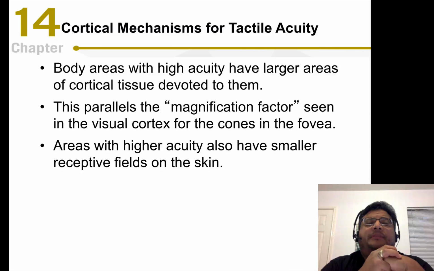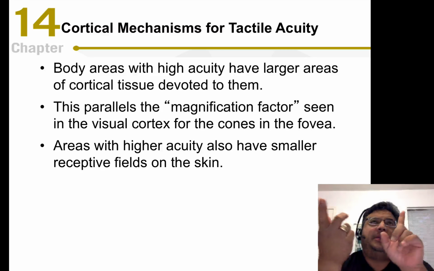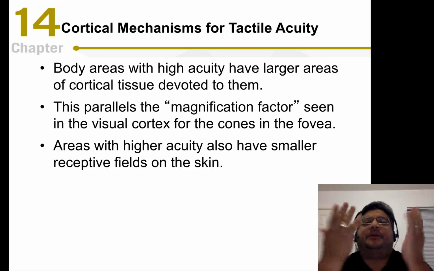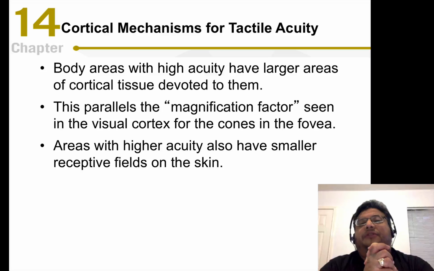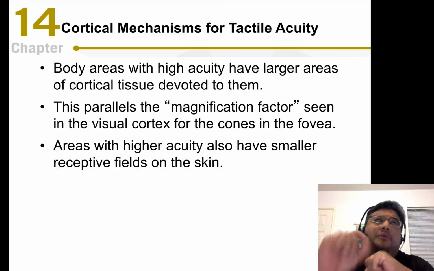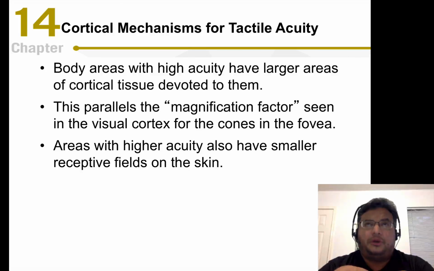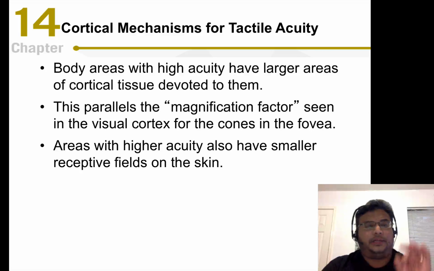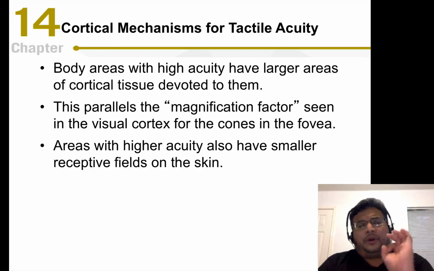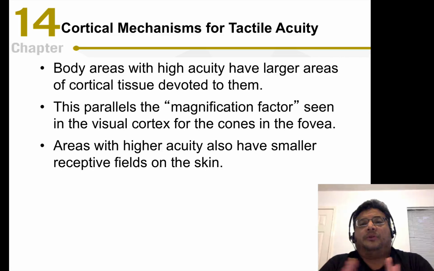The body areas that are most sensitive, that have the highest acuity, namely the fingertips, the lips, the tongue, and the genitals, have larger areas of cortical tissue that are devoted to them. This is very similar to the magnification factor that you see in the visual cortex for the cones and the fovea. The part of the visual cortex that receives information from the cones in the fovea of the retina. Now remember, the fovea is the spot of the retina that is the most sensitive. That part of the visual cortex is the most densely packed, the largest, that does most of the processing.